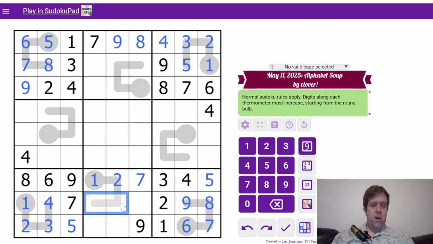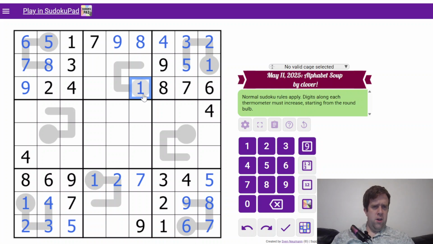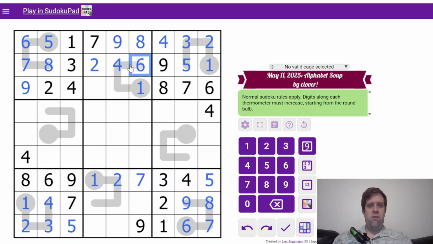I don't quite know what that is just yet. We'll get there. But I do know, bouncing back up, 1 can't go in this cell, so 1 has to go there. 2, this has to be... Oh, that's also very interesting. Where does 2 go? 2 has to go there. So now this is a 4-6 pair. 4 and 6 go like that.